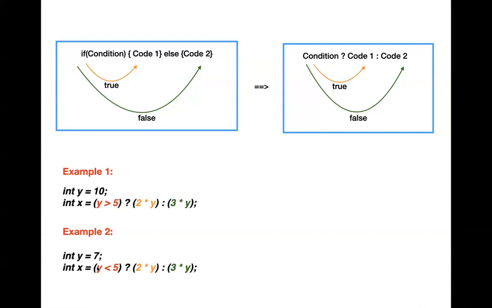Okay. Y is less than 5. Is that correct? Y is 7. Is 7 less than 5? Come on, that is not true. That is false, right? Y is less than 5 is false. If it is false, not this code, but the one after this sign will be executed. 3 times Y. 3 times 7 is 21. And then we are going to see the value of X as 21.